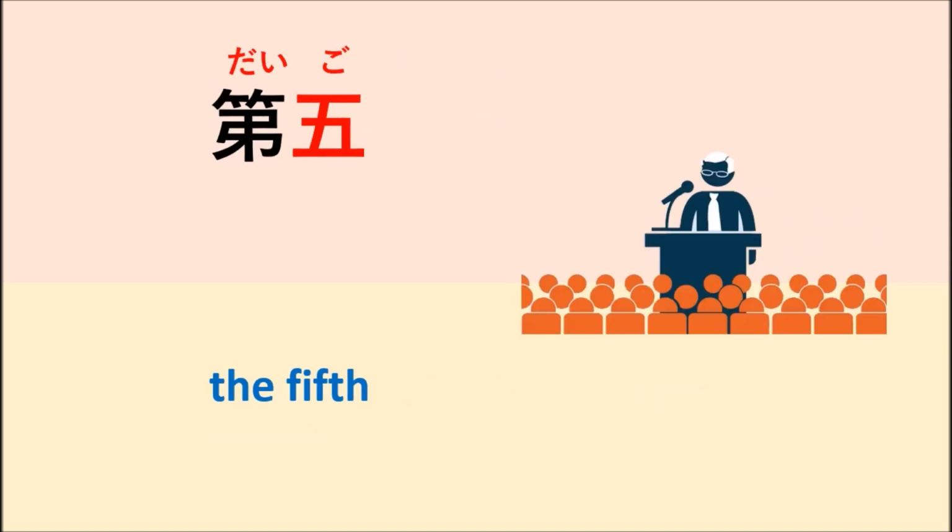Daigo. Daigo means the fifth. Dai means the ordinal number, right? For example, dai means the ordinal number, and go means 5. So when you say daigo, it means the fifth.